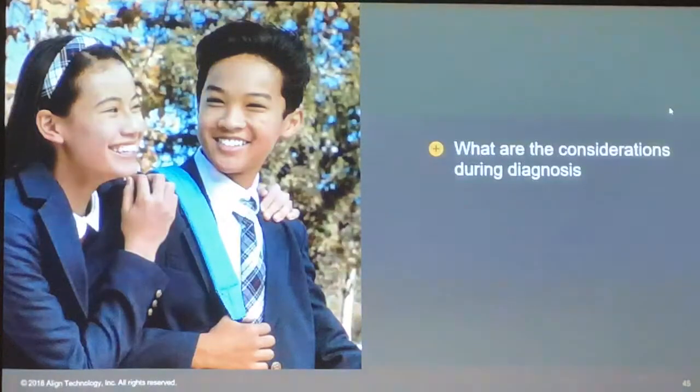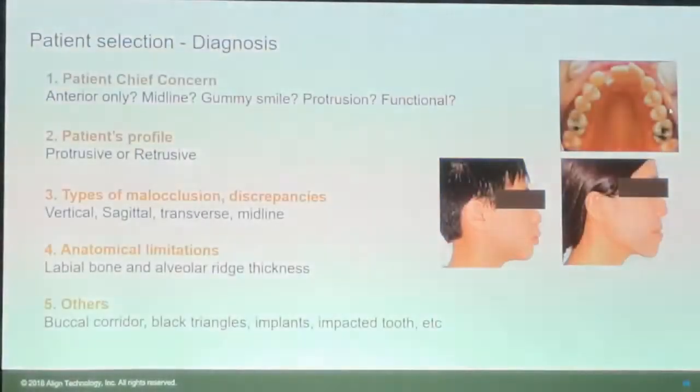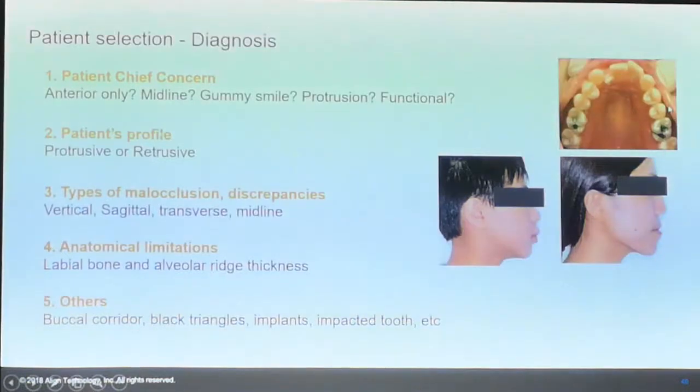Okay, and the next part I will introduce is patient selection. What you should think about when you first meet the patient is the diagnosis of the case first. With the diagnosis, first you should discuss with the patient what their chief concern is, what they would like to correct. If their concern is only the anterior teeth, or the midline, or the protrusion, then you write down the patient's concern.